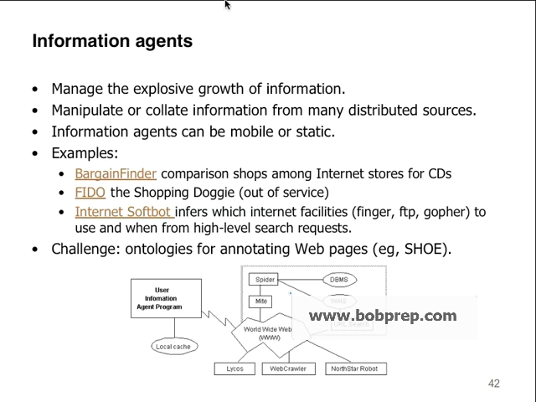So it manipulates and collates information from many distributed sources, and the information agents can be mobile or static. And here are some examples: Bargain Finders, Fido, Internet Softbots, different programs to get certain things out. So challenges might be understanding the internet, might actually be annotating web pages and finding the information. So there are different ways of optimizing the search engines, optimizing the information that's on the pages. And we know about metadata for anyone who's done web development. So you put that in a web page, and then it shows up, and you get higher search results that come out of that. So it's a game, actually.